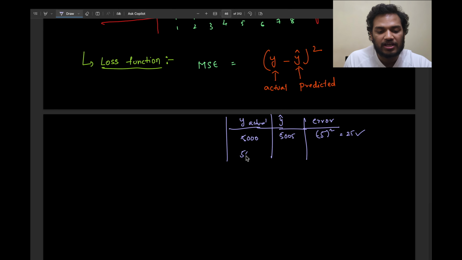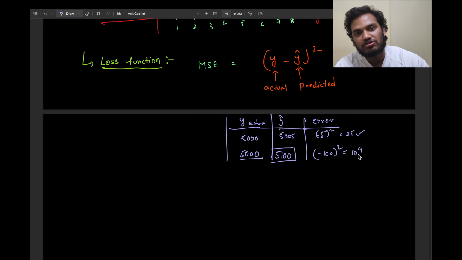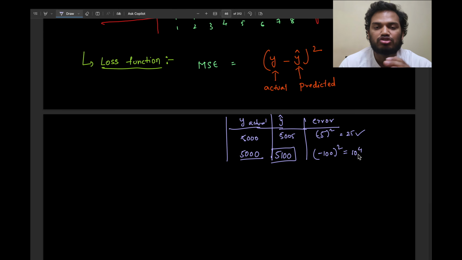And similarly, let's take a little higher error, like it is 5000, whereas the predicted value is 5100. Even this 100 error is also not too high, right? So if we think individually, the error between 5000 and 5100 is not too much, but the amount of error that the mean squared error is showing over here is too high, right? It will be 10 power 4, which is very high. So even for such small difference also, the amount of error that it is showing is too high.